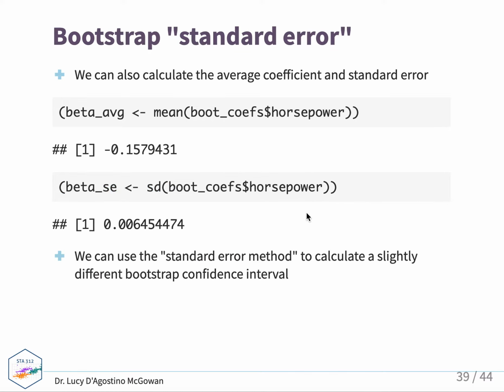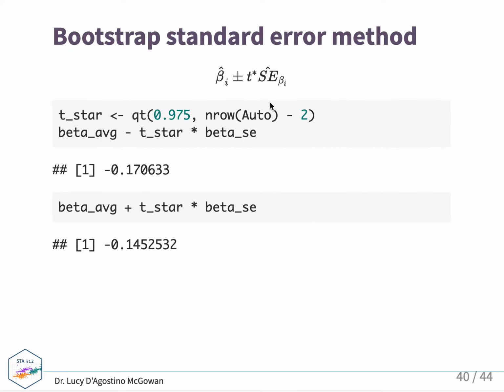The standard error method is going to calculate a slightly different bootstrap confidence interval. To do that, we're going to use what we're used to as the definition for a confidence interval. But instead of this beta hat, here we're going to plug in the average value that we got from beta star. And for the standard error, we're going to plug in the standard error that we calculated from the beta star values. Then we multiply that by a t-star, which is going to be the same t-star that we would use normally, which in this case is just from a t distribution.